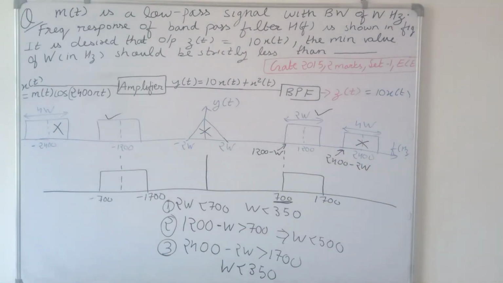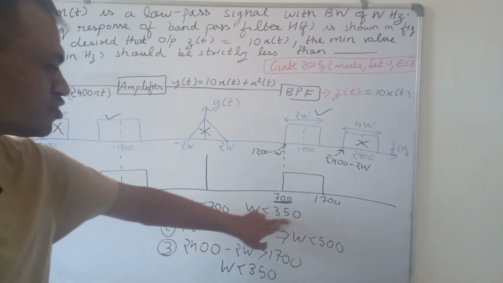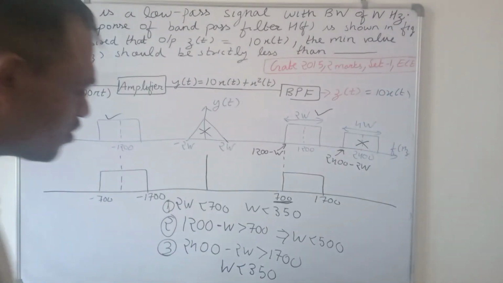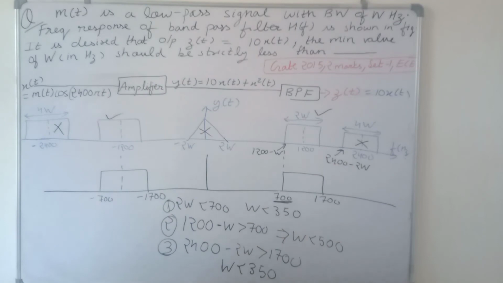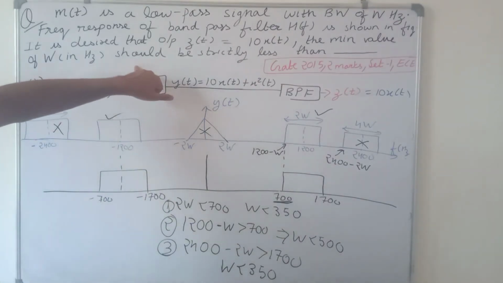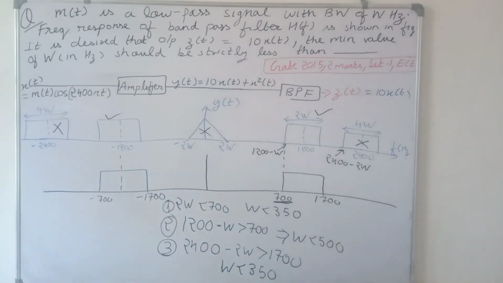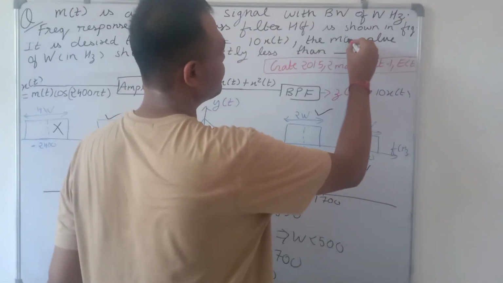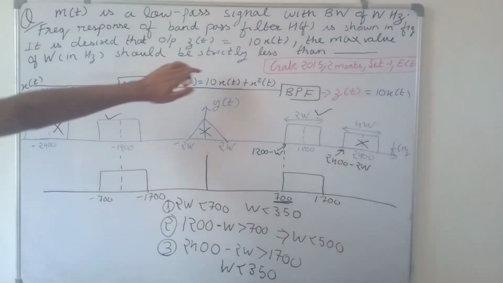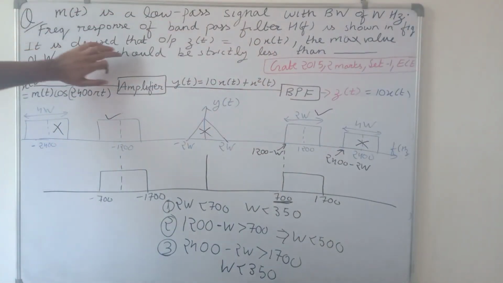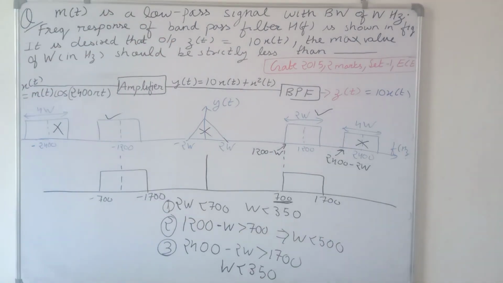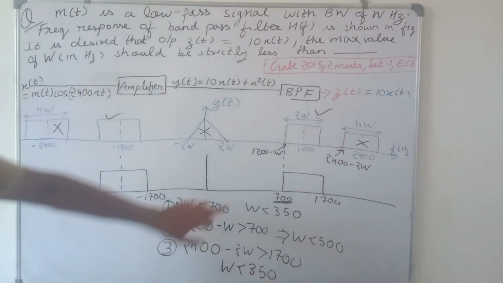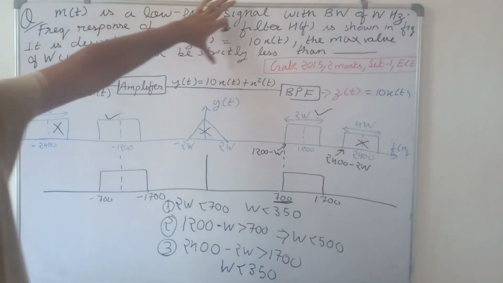So we have got three conditions. First condition is W should be less than 350, and W should be less than 500. But we have to find the maximum value of W, so that this output contains only 10x of t. So we have to find the maximum value of W, and the maximum value of W should be strictly less than.